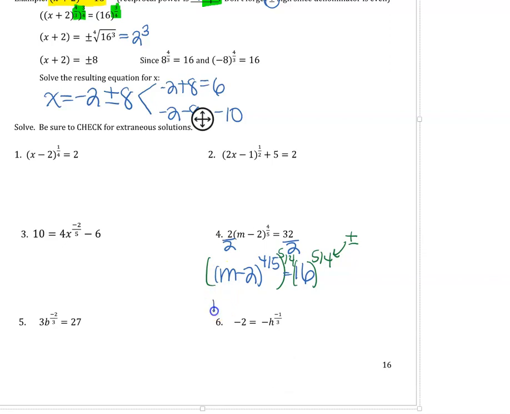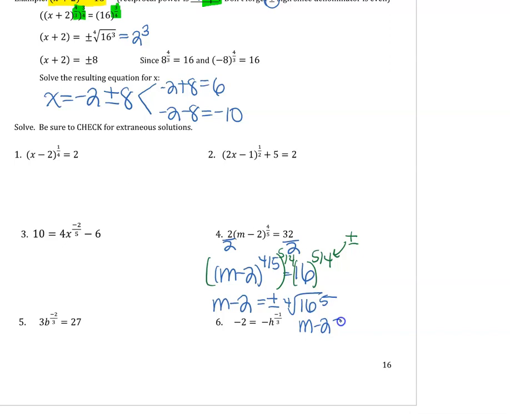These undo each other. So this is m minus 2 equals plus or minus the 4th root of 16 to the 5th. Okay, now the 4th root of 16 is 2. 2 to the 5th is 32. So plus or minus 32. Add the 2 over, and we get 34 and -30. Now I'll save the check right here, guys. Both of those would work, but that's how you would do that problem.